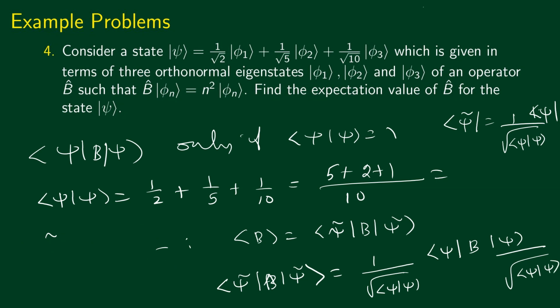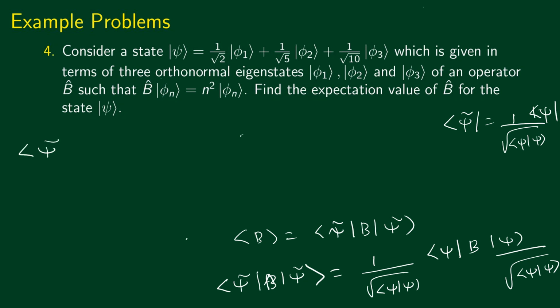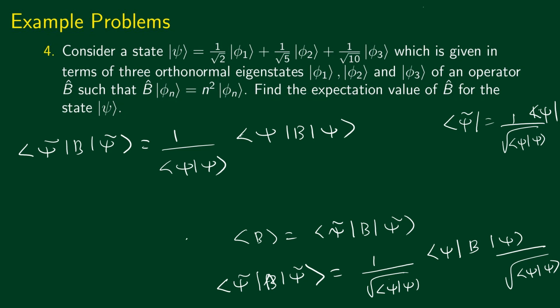Now this 1 by square root of bra psi ket psi is a number, so it can travel past any bra or ket. We can combine the numbers together. There's a square root of bra psi ket psi here and here, so the square root vanishes when I multiply both of them. You get psi tilde B psi tilde is equal to 1 by bra psi ket psi, times bra psi B ket psi. This is how we find the expectation values.